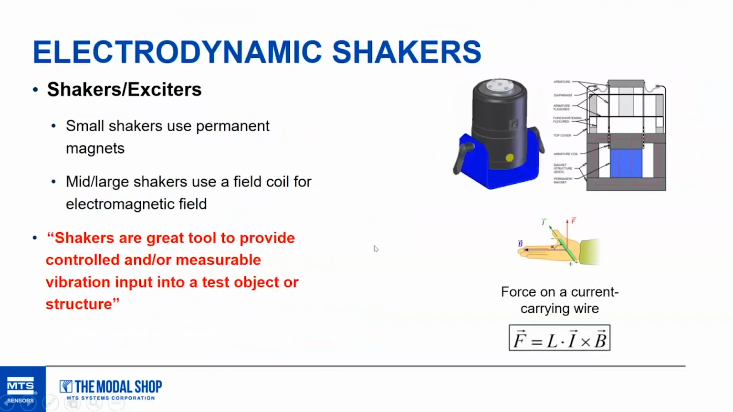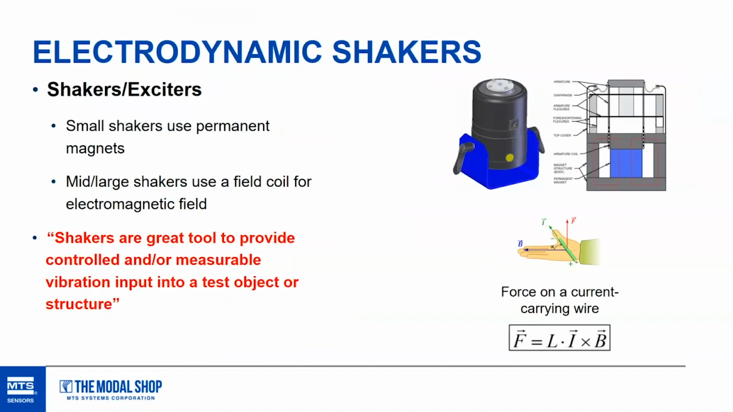So when we're talking about shakers today, we are talking about electrodynamic shakers. There are many types of shakers. You can have mechanical shakers, hydraulic shakers, and electrodynamic. In an electrodynamic shaker, we have a magnetic field and an alternating current that runs into that magnetic field, creating an electromagnetic force that alternates following the current that is driving the shaker.